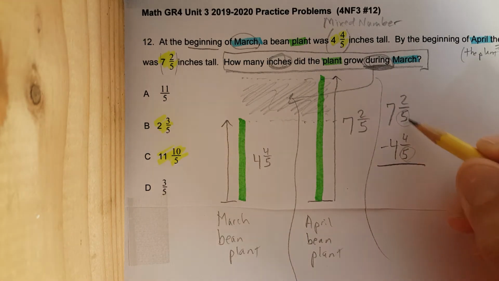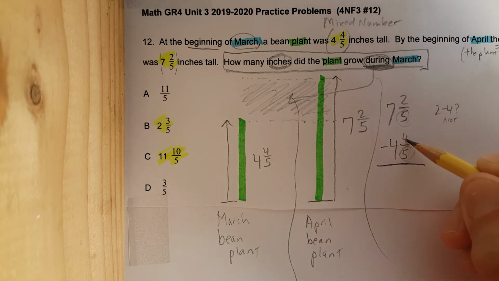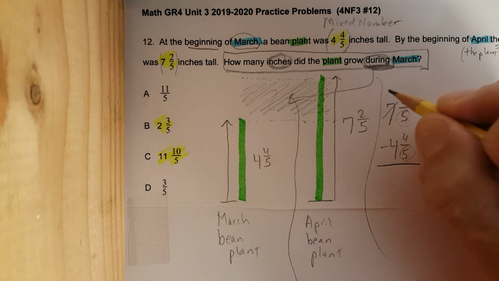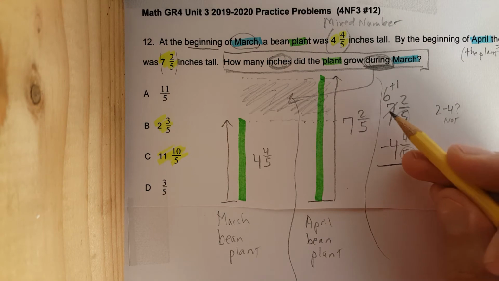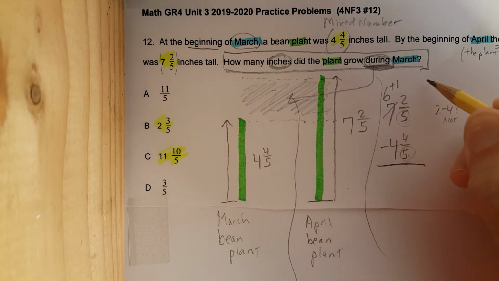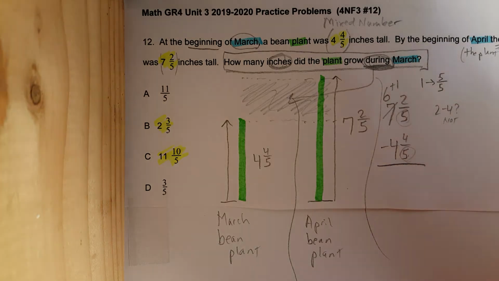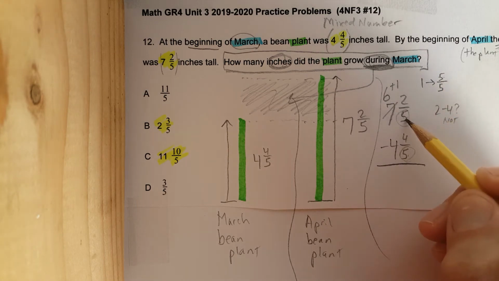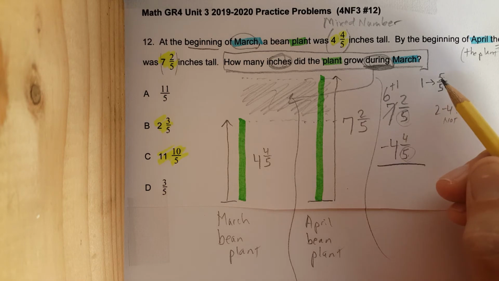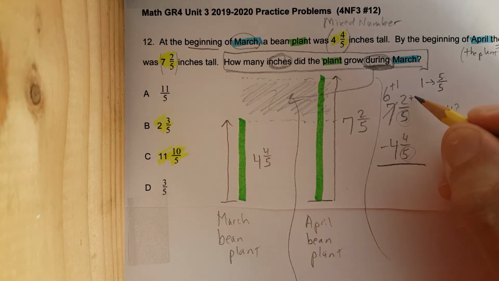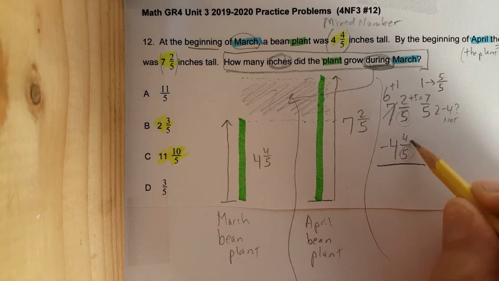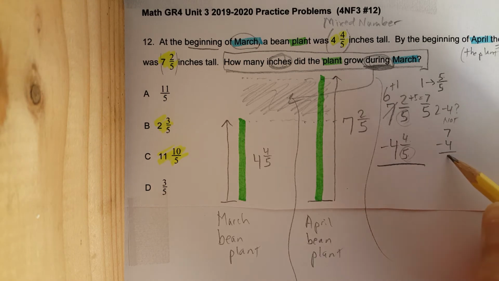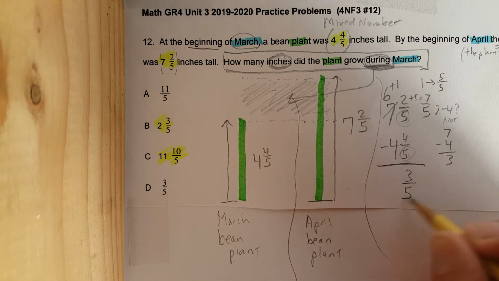Okay, same common denominator, so I can subtract. But I cannot take 2 minus 4. So I need to borrow. 6 plus 1 is 7. But this 1 is equal to 5 over 5. 6 plus 1 is 7, so there's still 7 whole ones, but to add these two, I make a common denominator out of that whole number, 5 over 5. So now I can take 2 plus 5, which is 7, and I have 7/5. Now I can take 7, take away 4. 7 minus 4, we get 3. So I would write it like this, 3 over 5.